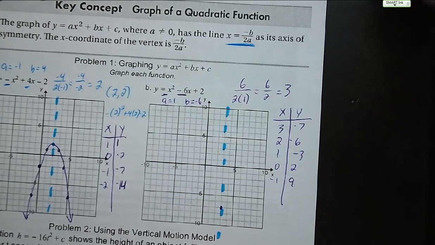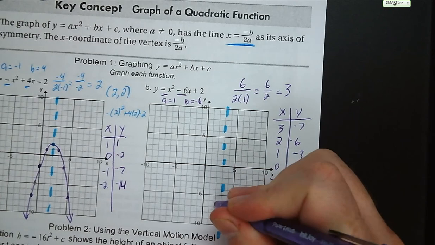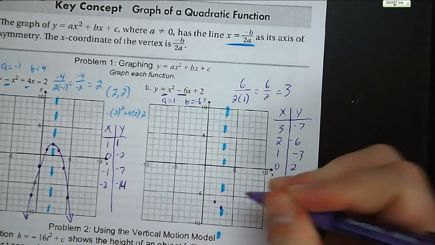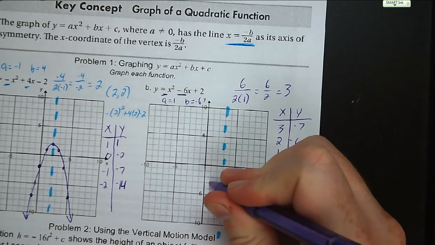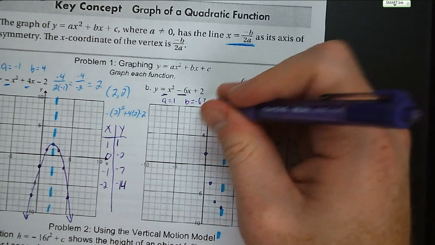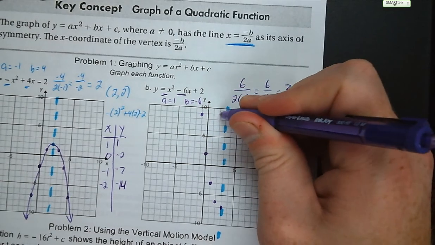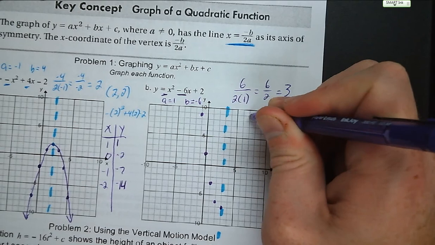So now we can graph our points. So we have 2 and negative 6, 1 and negative 3, 0 and 2, and negative 1 and 9. So 1, 2, 3, 4, 1, 2, 3, 4.